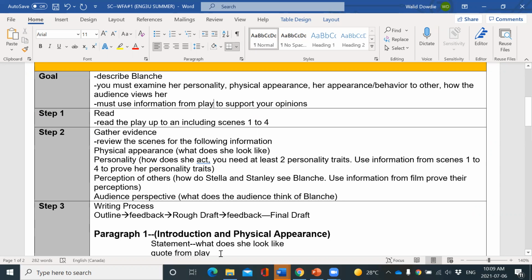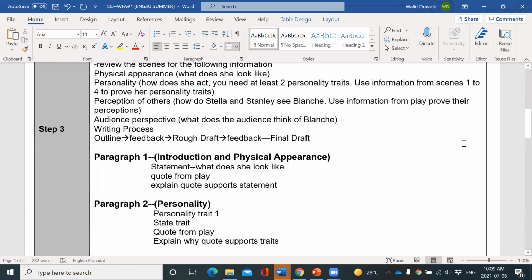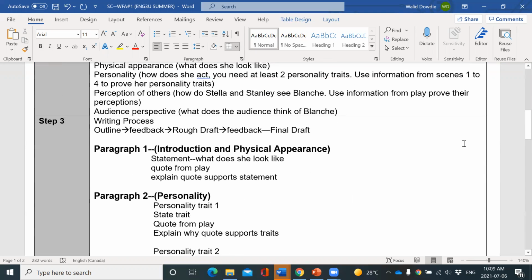And a perception of others. How do Stella and Stanley see Blanche? Use information from the play to prove their perceptions. Again, quotes are evidence here to prove it, because a lot of the stuff is, we're going to say this happens, and I'll have to say, okay, I believe you. How do you know that? So make sure you have those quotes there.